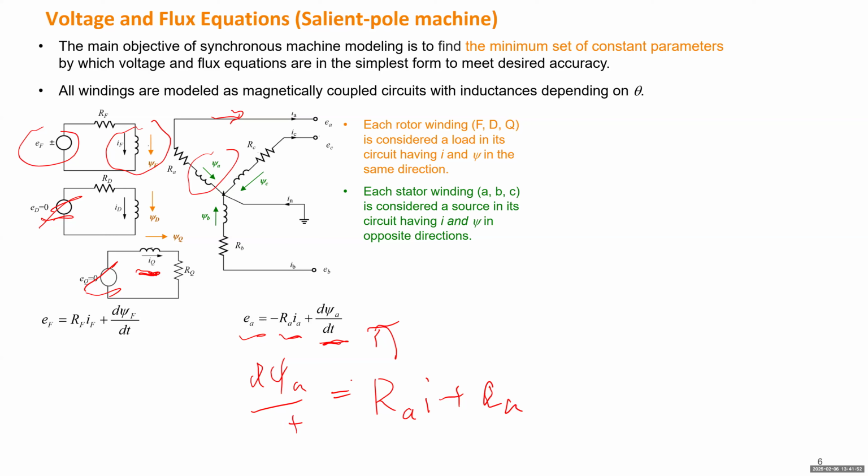So if you compare this equation to the voltage equation for the field winding, it looks very similar, but the current, as I said, takes the opposite direction to the flux linkage, so there will be a negative sign. There will be a negative sign with any current on the stator winding.